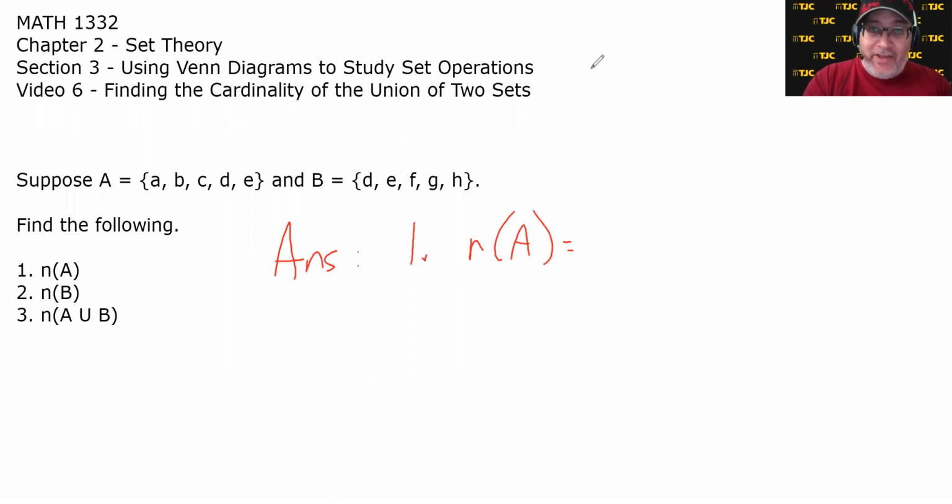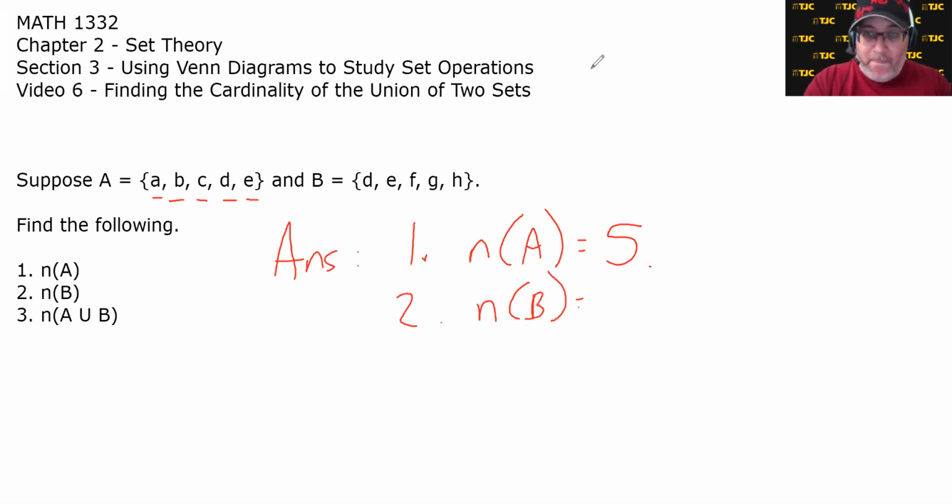For the cardinality of A, we simply have to count how many elements A has. 1, 2, 3, 4, 5. Well, that was easy. Hooray for easy. For question 2, same thing, cardinality of B. 1, 2, 3, 4, 5. Okay, so they both have 5.